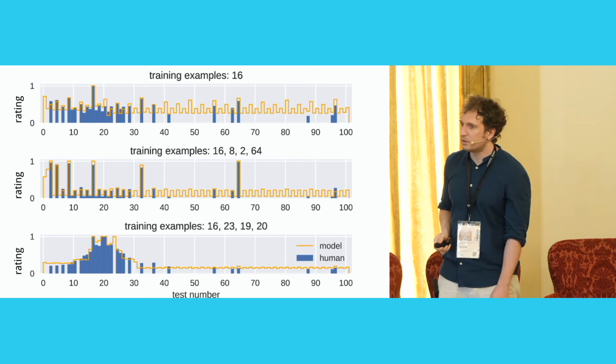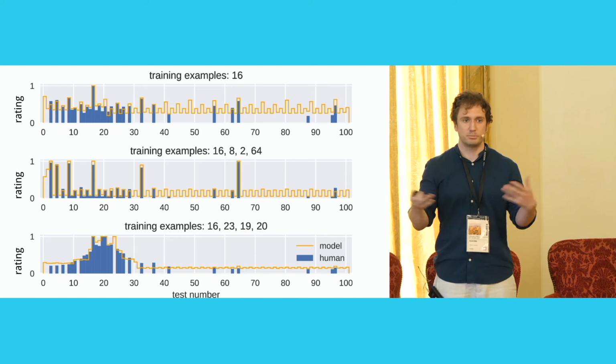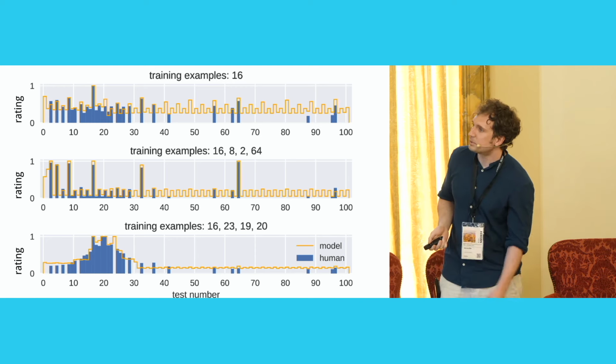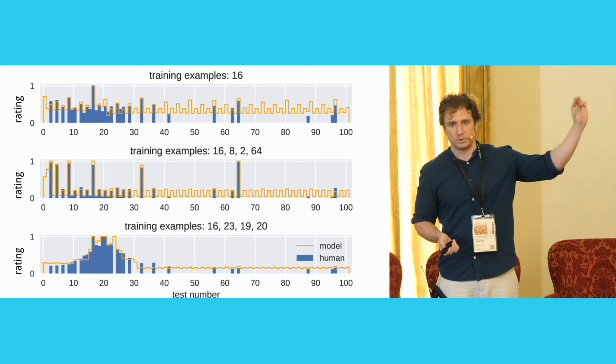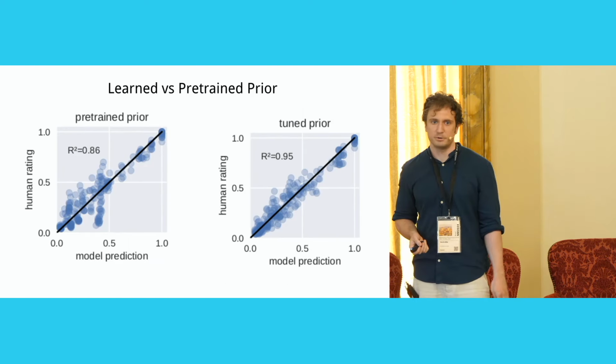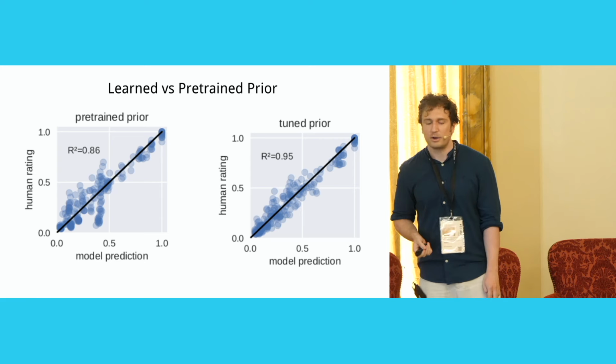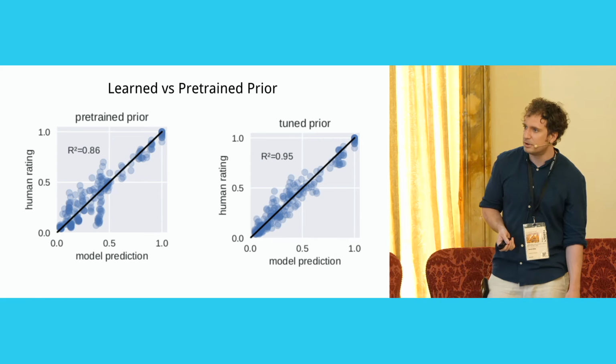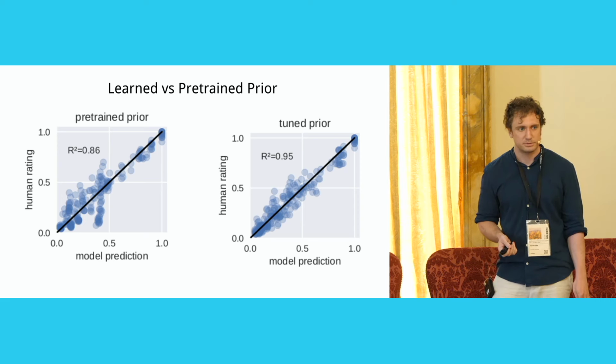Now, we're learning the prior here, and that has something like a few hundred parameters. So that's one of the reasons why it's snapping on so closely to the human data. But what I think is interesting is that if you look at a pre-trained prior, so just the Occam's razor prior, it also does a surprisingly good job of reflecting these human judgments.